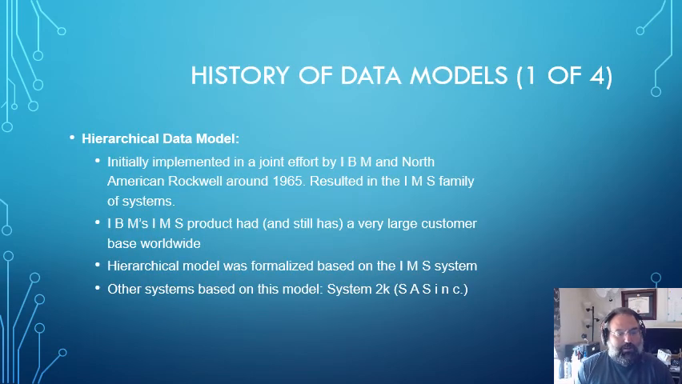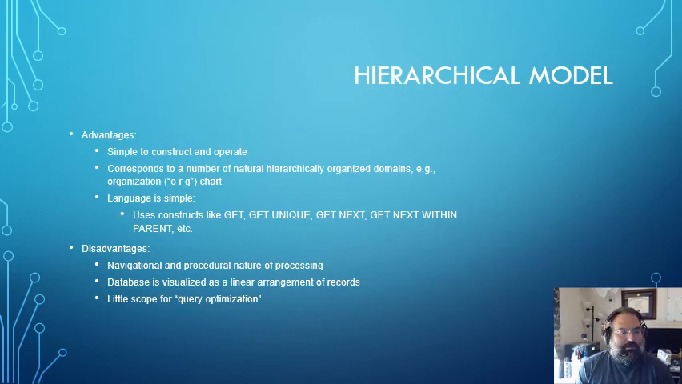The hierarchical data model was initially implemented as a joint effort between IBM and North American Rockwell in 1965, resulting in the IMS family of systems. IBM's IMS product had and still has a large number of customers. The hierarchical model was formed based upon IMS systems. Other systems are based on this model, such as System 2K, SAS Inc.